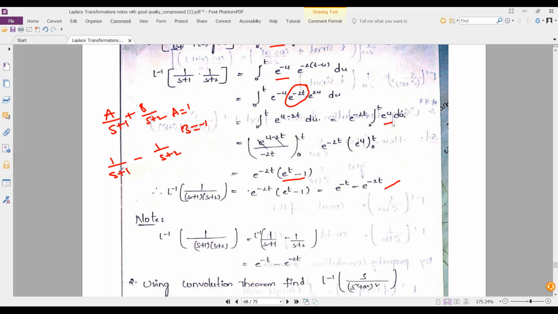If I apply the inverse Laplace transform, I get e power minus t minus e power minus 2t. So you may get the same, but of course it is a simple problem, we can get it easily. Sometimes powers are there, like s square plus a square whole square, and by then you may need to face a lot of difficulties. That's the reason these innovative methods are introduced.